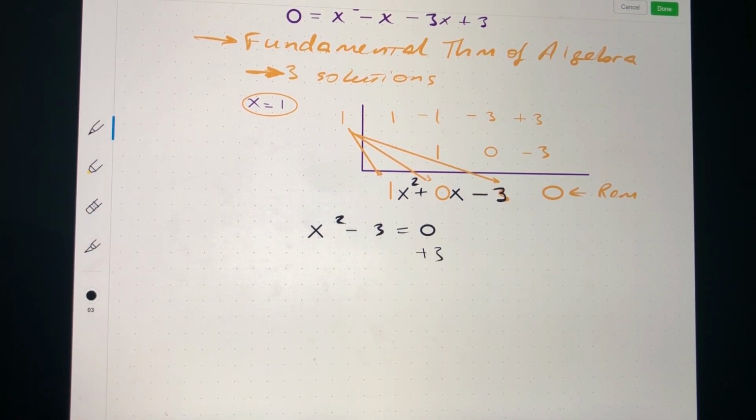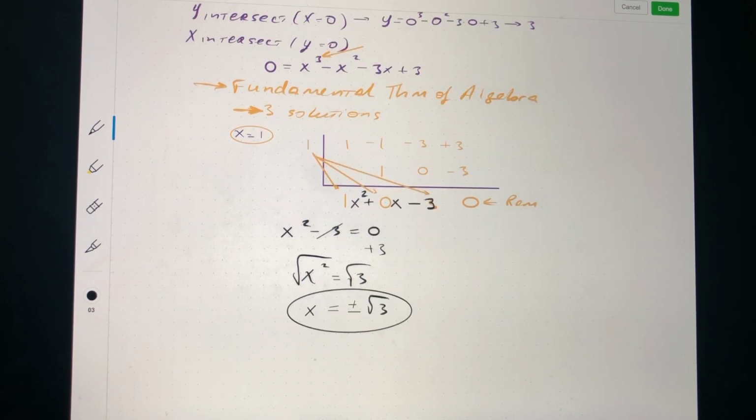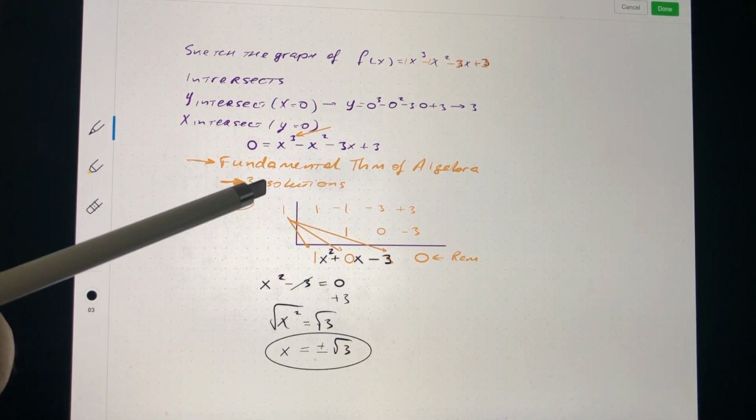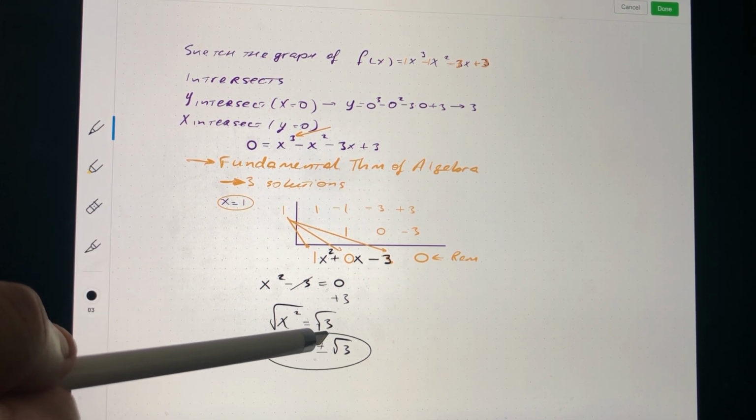So if we add 3 to both sides, we'll get x squared equal to 3, and to cancel the square we use square root. And each time we use square root we have plus minus in front of it, so we have two more solutions, plus square root of 3 and minus square root of 3. So according to our fundamental theorem of algebra, there were 3 answers, and here they are: 1, plus square root of 3 and minus square root of 3.